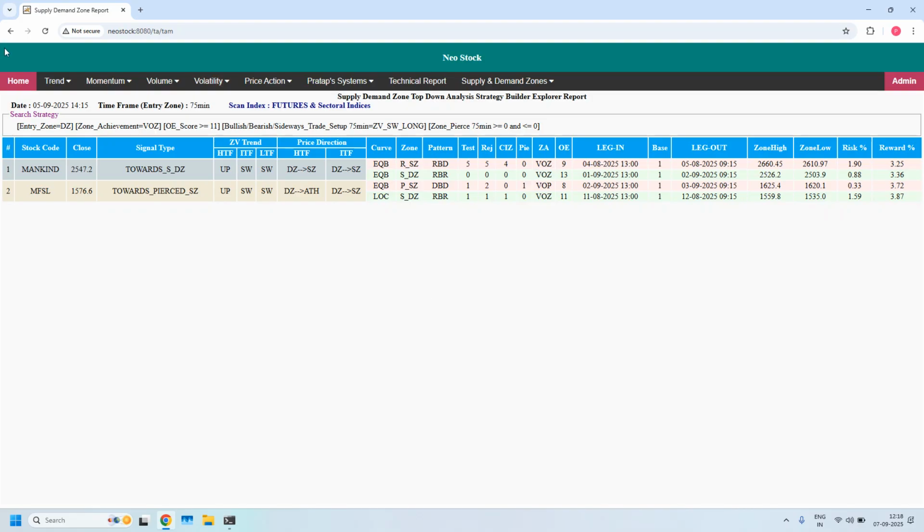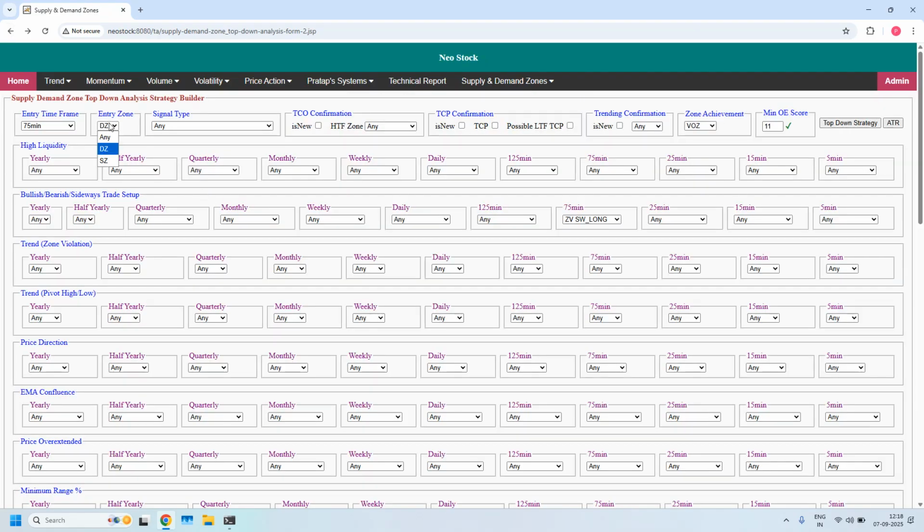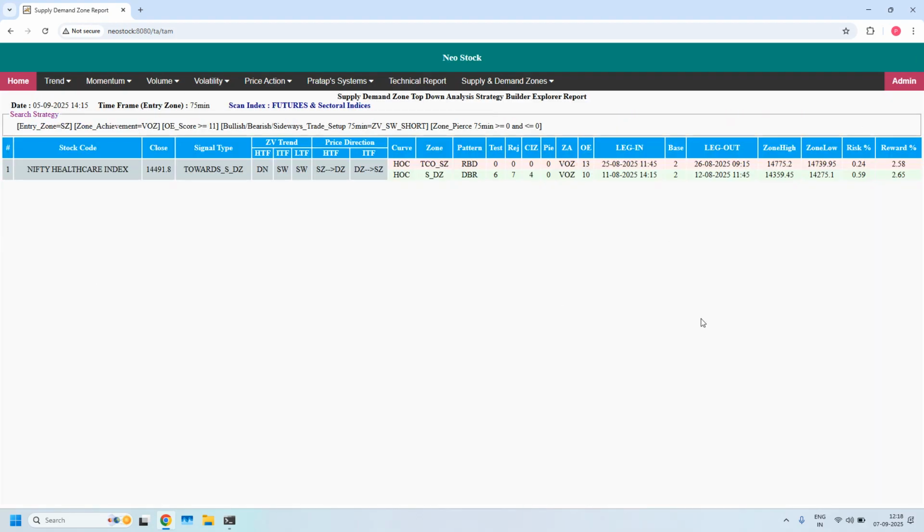Okay, next sideways short trade setup. Changes are 75 minutes supply zone. And here sideways short, and we got one stock. This is the 75 minute supply zone, and this zone trade plan should be done only after verifying the checklist in lesson 30.3 video.